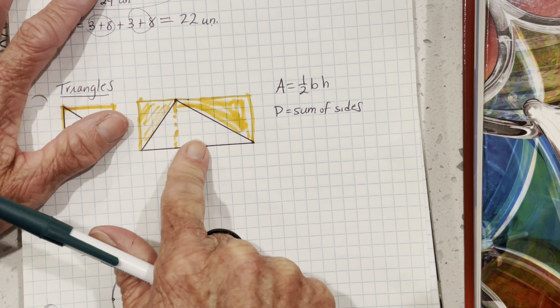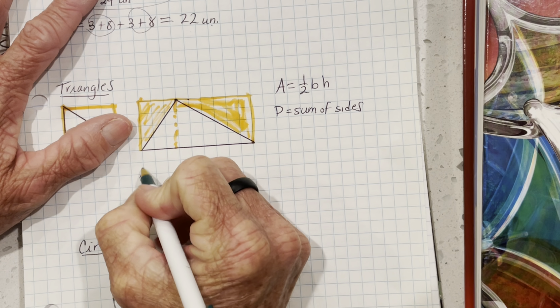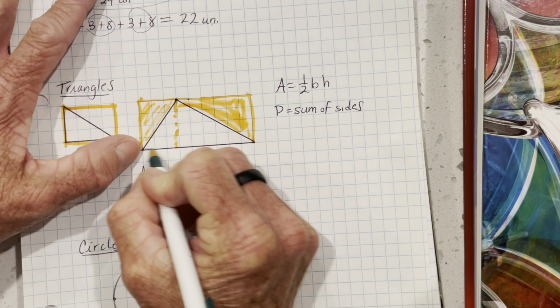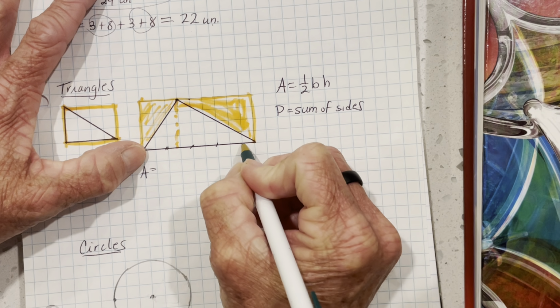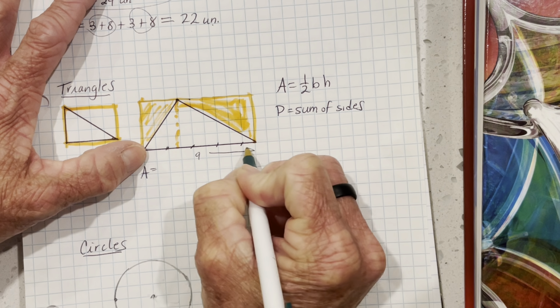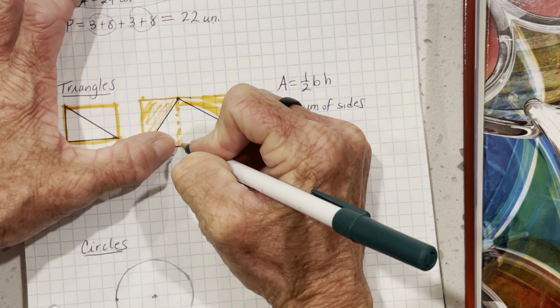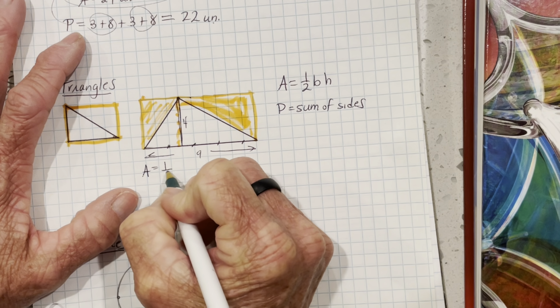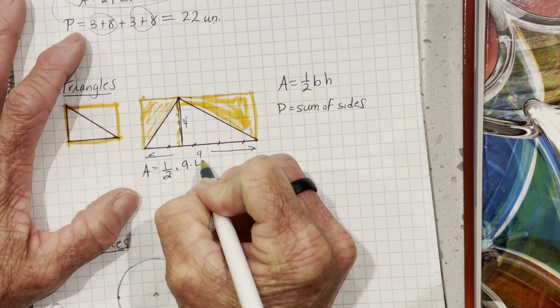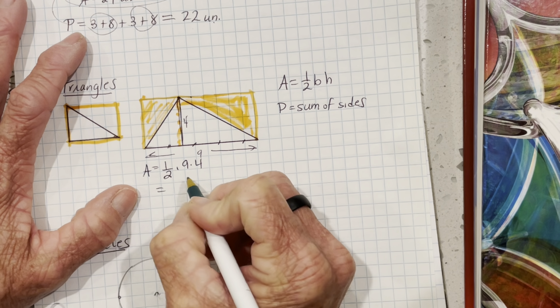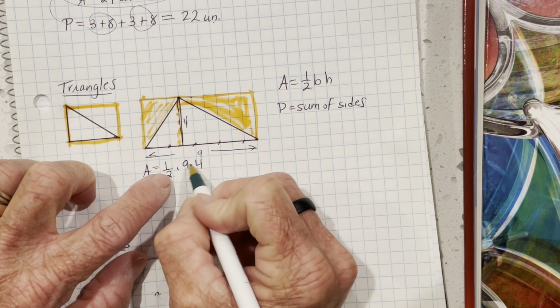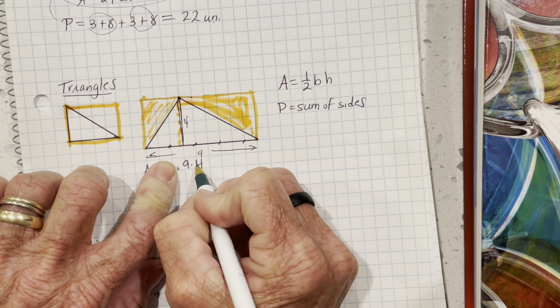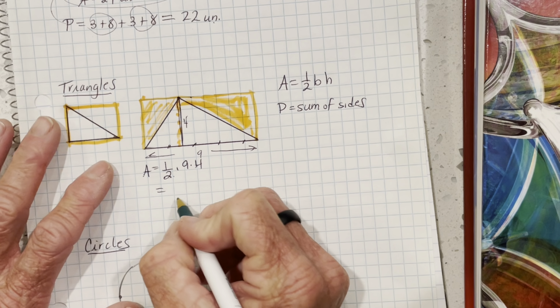So let's find the area of this triangle. So the area, the base is 2, 4, 6, 8, 9 units across. And the height we can count is 4. So the area is going to be half of the base times the height. You can do half of 9, half of 4, or multiply first and take half of 36.